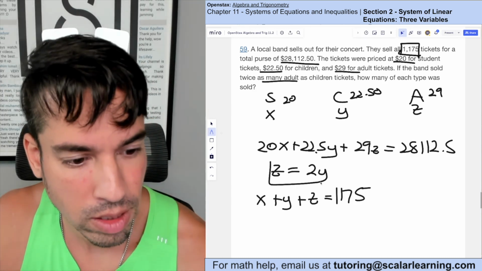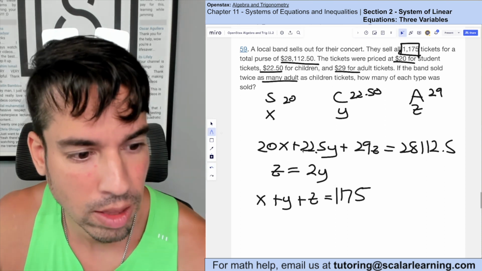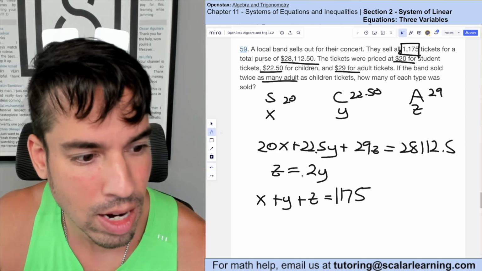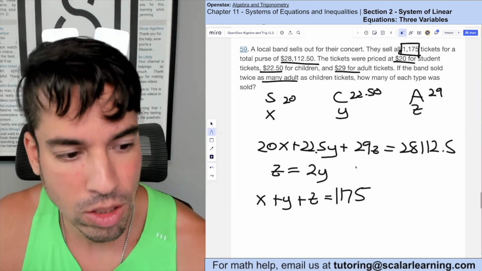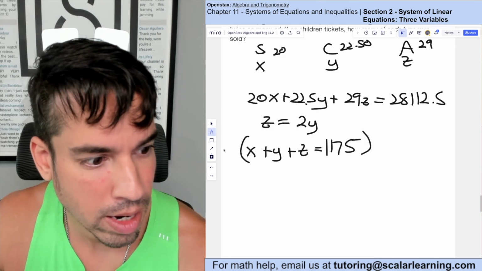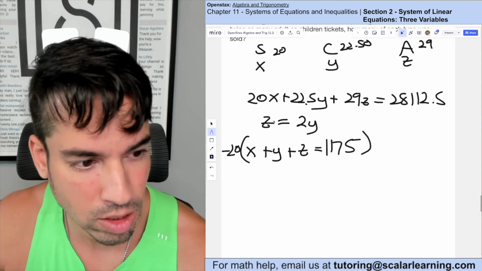So since I have z equaling 2y here, I'd love to combine the top equation and the bottom equation to knock out the x, and then we can start to work from there. So I'm going to make some more room. Then I'm going to multiply this one by -20. That'll allow me to cancel out the x's over here.